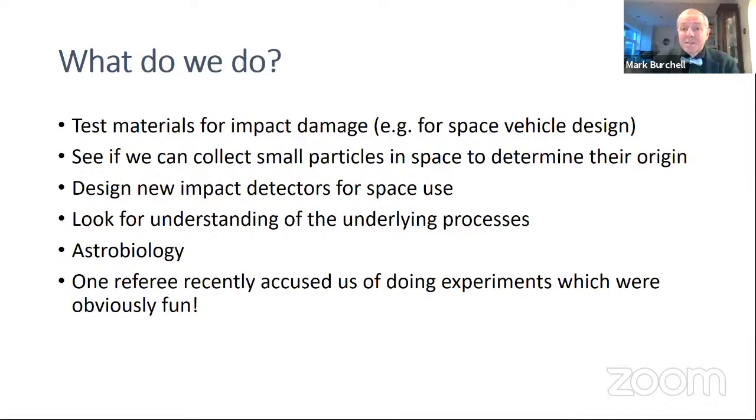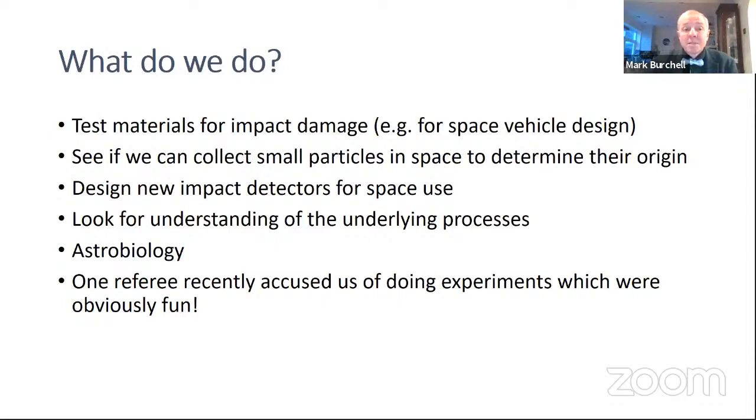Some people have larger guns that can fire slightly larger ones, but that's, I'm afraid, a bit hazardous. And one thing we're not allowed to do is fire really large things, which might destroy cities. For health and safety reasons, that's not permitted. But what we do is we test materials for impact damage. So space vehicles have to be tested to make sure that you don't puncture, for example, a crew habitation quarter, or that you just puncture a standard satellite and damage the interior.